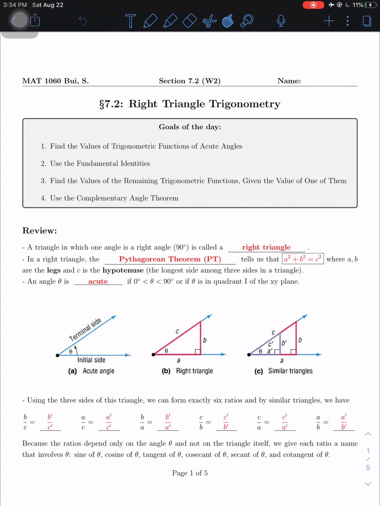Let me use a pen in here. Let me change to red.